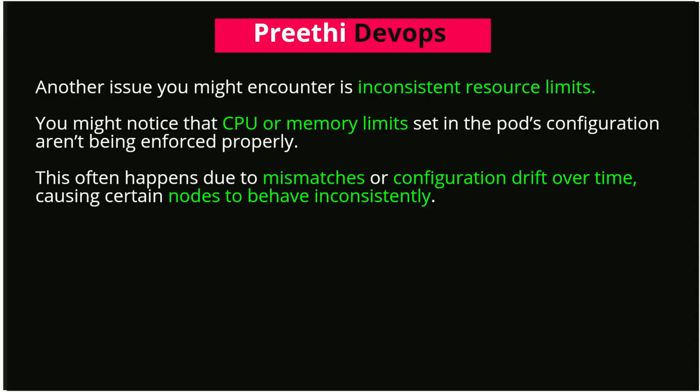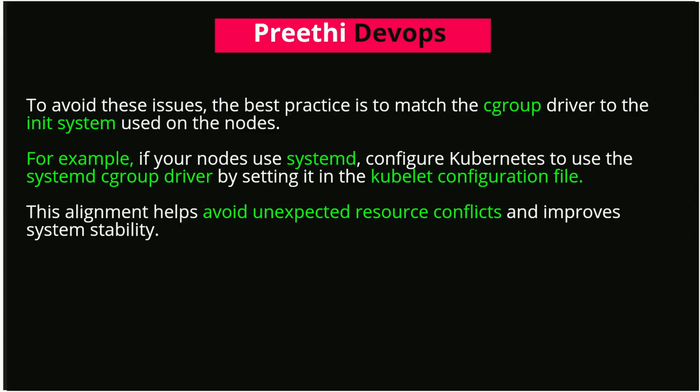Another issue you might encounter is inconsistent resource limits. You might notice that CPU or memory limits set in the pod's configuration aren't being enforced properly. This often happens due to mismatches or configuration drift over time, causing certain nodes to behave inconsistently.